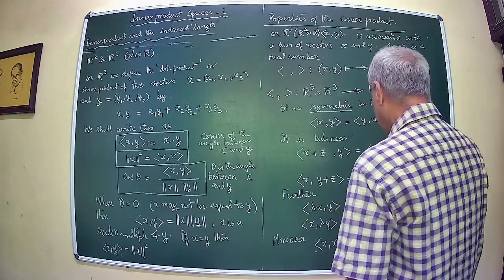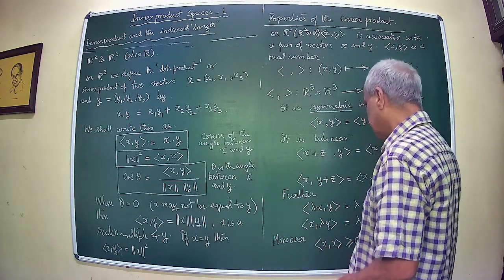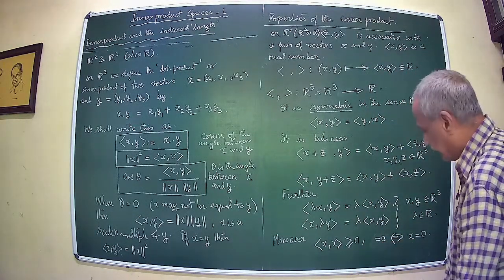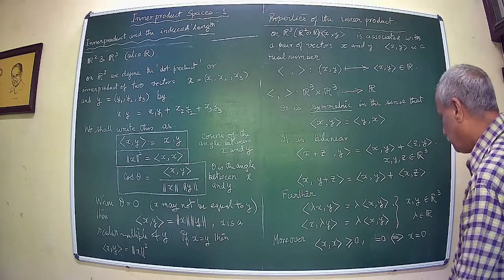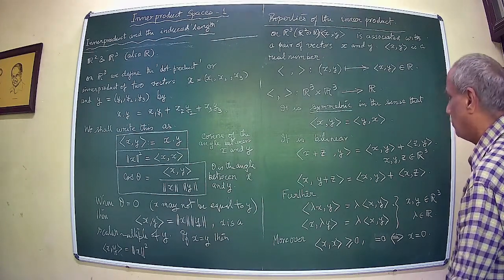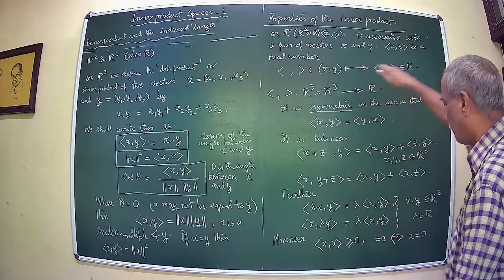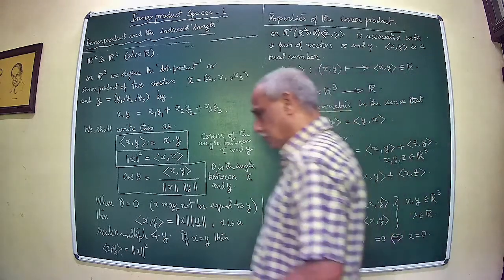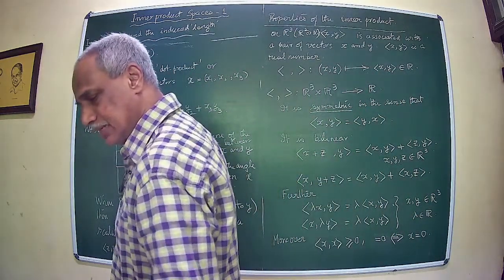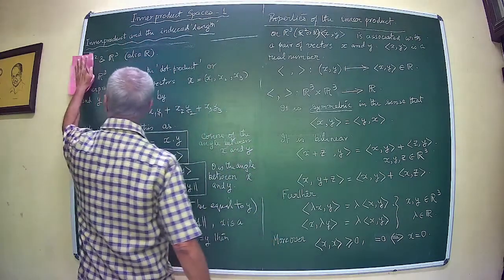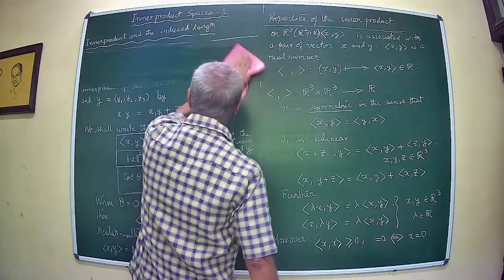Moreover, the inner product of x with x is non-negative and is 0 if and only if x is equal to 0. So these are the basic properties that the inner product has. Now you see the three things that we look at is the usual inner product on R is the following.